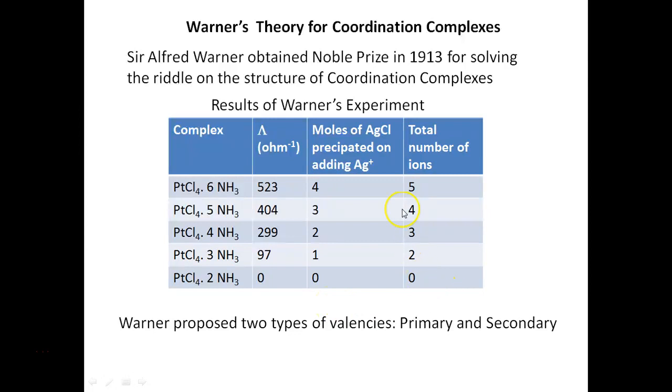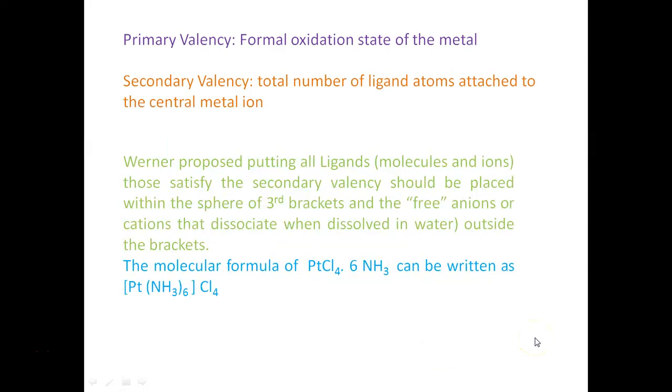On this basis, he proposed the total number of ions present in the species. Herein, he proposed two types of valency, primary and secondary valency. Primary valency is the formal oxidation state of the metal ion, whereas the secondary valency is the total number of ligand atoms attached to the central metal ion. Werner proposed that all ligands which satisfy the secondary valency should be placed within the square brackets, and the free ions or cations that dissociate when dissolved in water outside the brackets. The molecular formula of PtCl4 can be written this way.